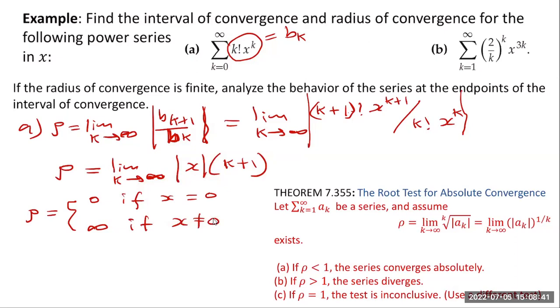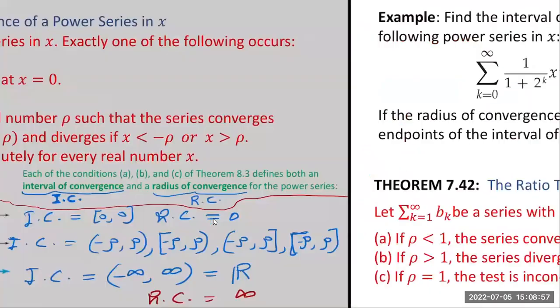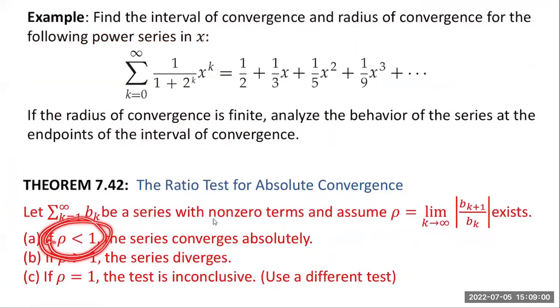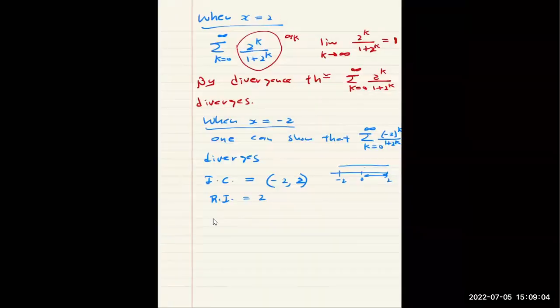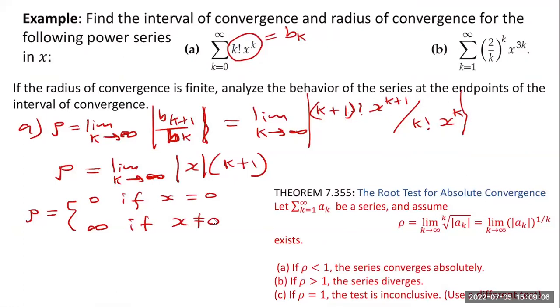As you can see, your rho is less than 1 only when x is equal to 0. When x is not equal to 0, it is bigger than 1. Infinity is bigger than 1, right? So if you want your power series to converge absolutely, then your rho should be less than 1 by theorem 7.42. You want your rho to be less than 1 for your series to converge absolutely, okay? So this series converges absolutely only when x is equal to 0.